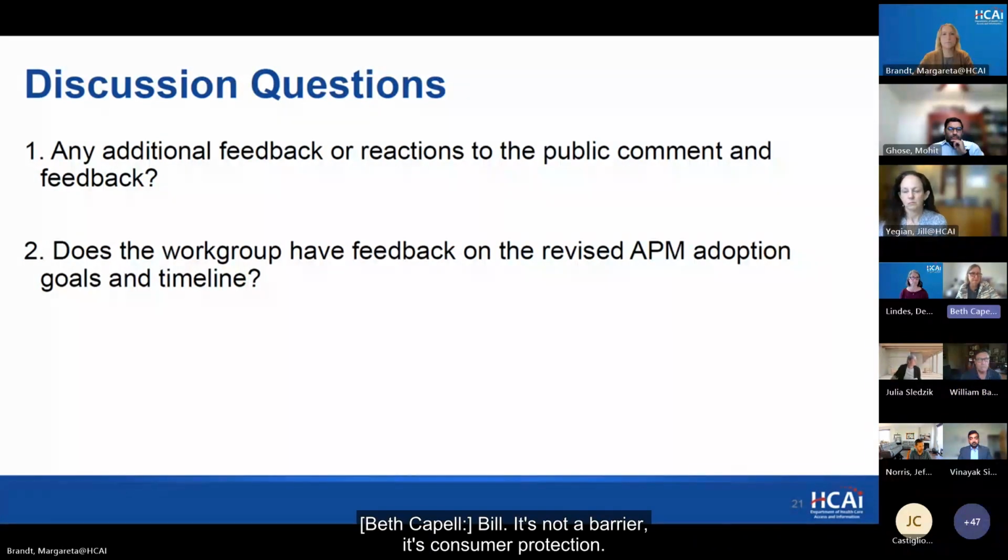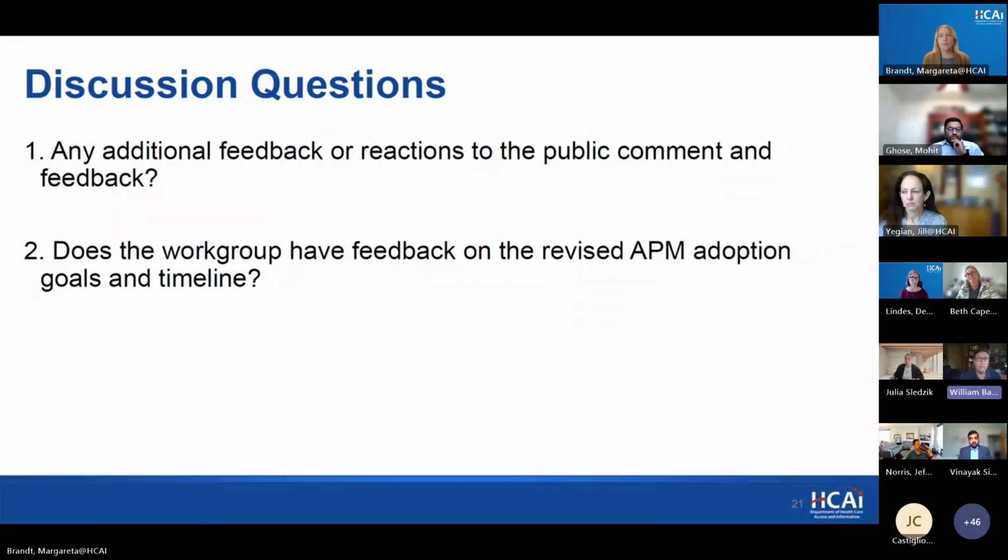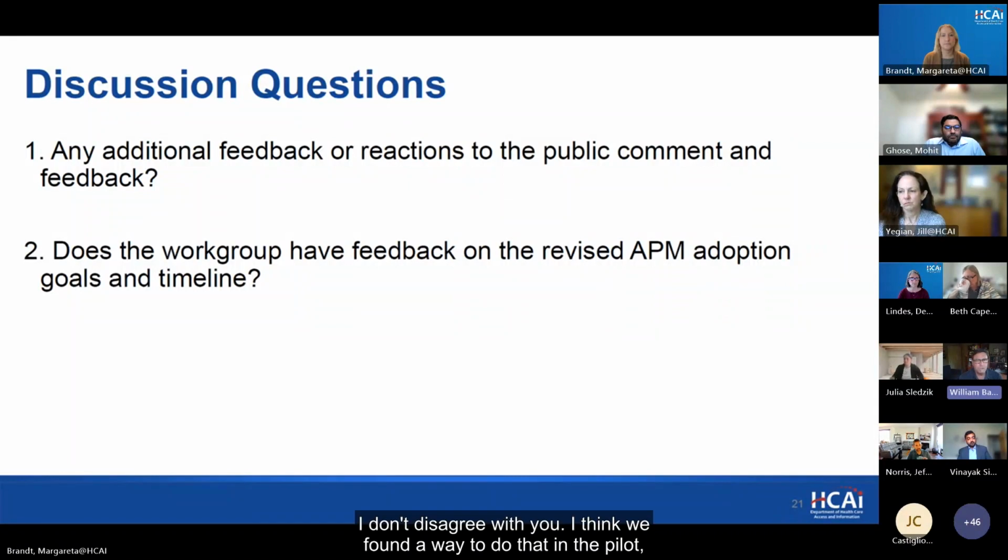Bill, it's not a barrier, it's consumer protection. We just have a completely different perspective on that. No, I'm not sure I disagree with you, Beth. I mean, I agree with you that if providers are going to take risks, they should be overseen by DMHC. I don't disagree with you. I think we found a way to do that in the pilot, but we'll see. We'll see how it turns out.